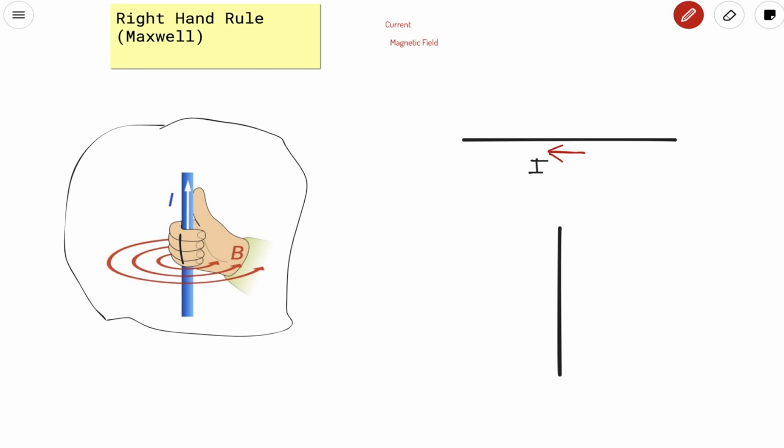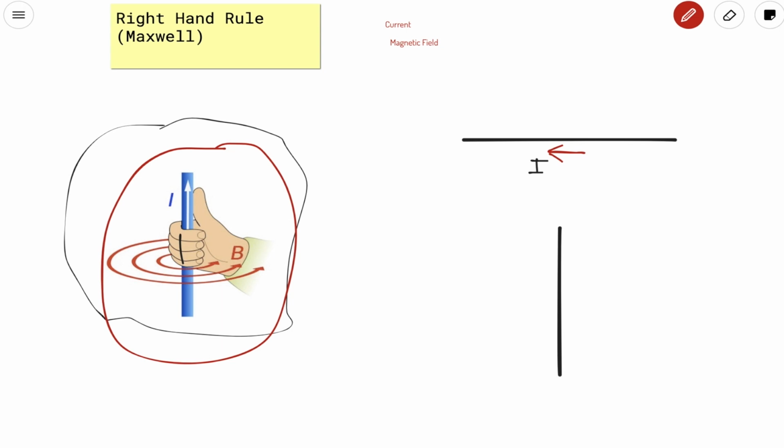So the idea is that your thumb goes in the direction of where the current's going, and then the rest of your fingers you wrap around the conductor, and the direction that you're wrapping around is going to be the direction of the magnetic field. So in this example, you point your thumb upwards. If you wrap your fingers around the conductor, they're gonna move in an anti-clockwise direction. So the magnetic field is gonna be in an anti-clockwise direction.